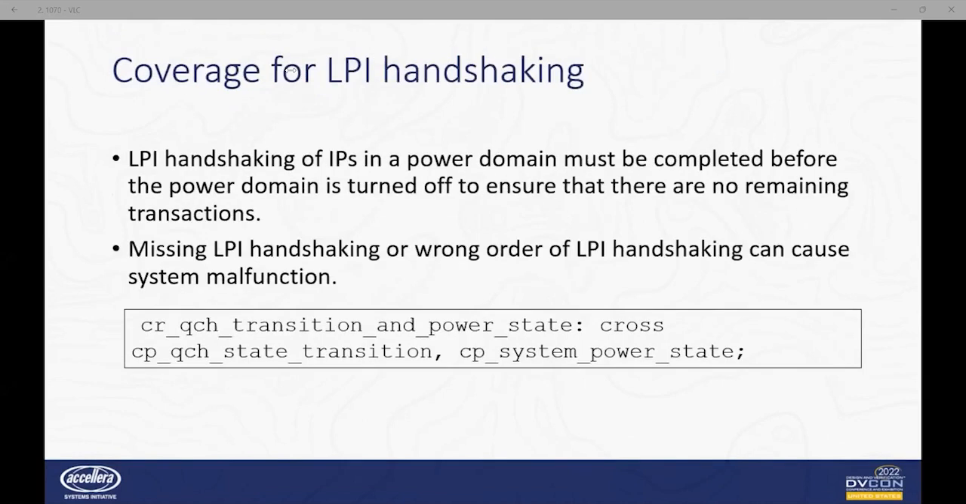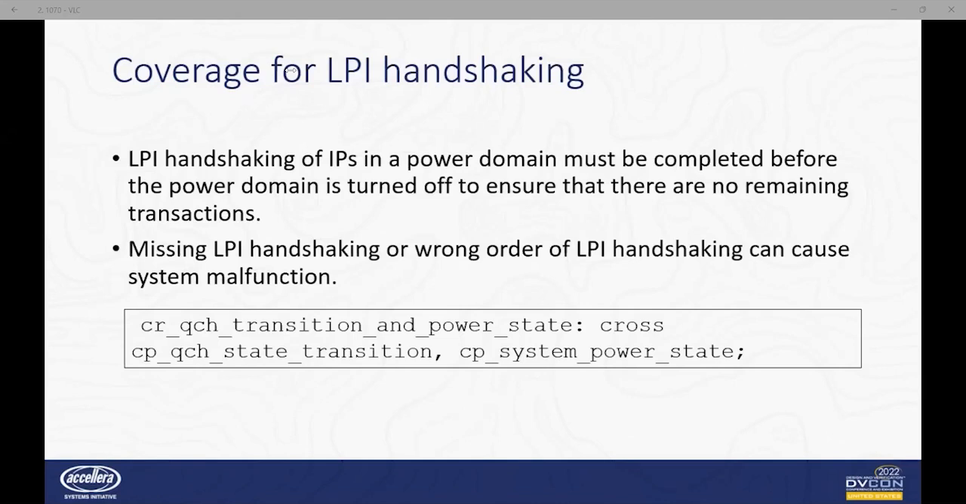We shared another reference coverage model for LPI handshaking. Before any power domain is turned off, the power control system must ensure that there are no remaining transactions. LPI is used to check the idleness. If there is any missing LPI or the order of LPI is incorrect, the system may malfunction. For example, the system can hang during power up or power down, or IP operation is not working after power up due to LPI issues.